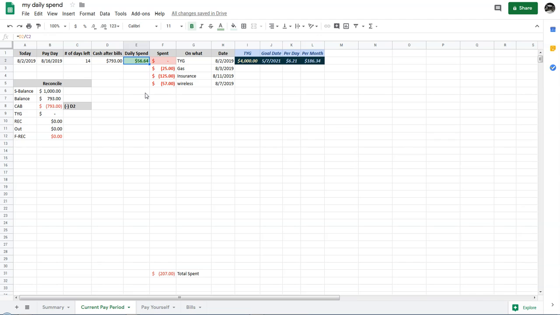You'll know exactly how much money you have to spend. You'll never overdraft again. You'll never write a bounce check. You'll never worry when you go to use your debit card because you will know what your daily spend is.